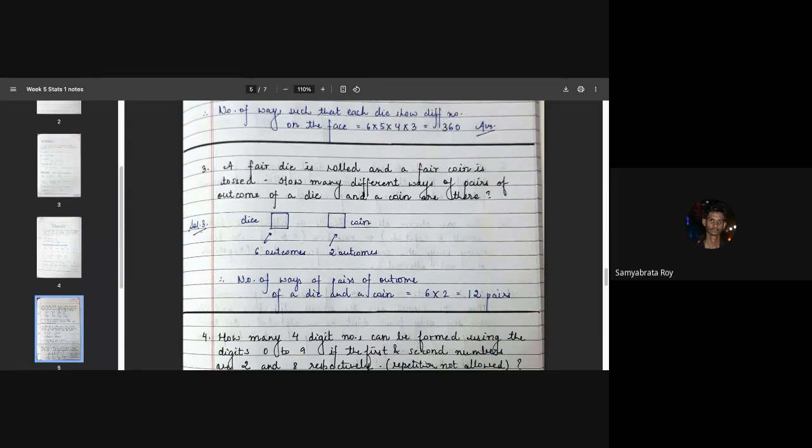A fair die is rolled and a fair coin is tossed. How many different ways can a pair of outcomes, a die and a coin, be generated? Here, a die can generate 6 different outcomes, right? And a coin can generate 2 different outcomes.